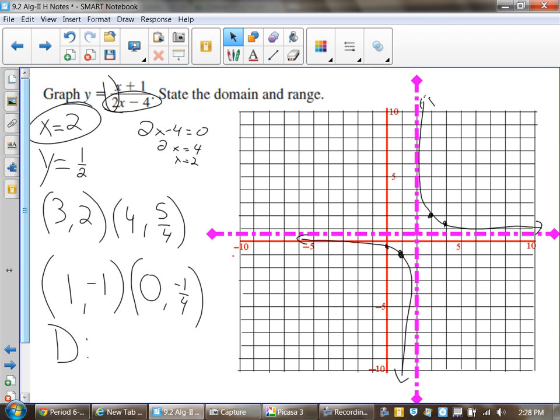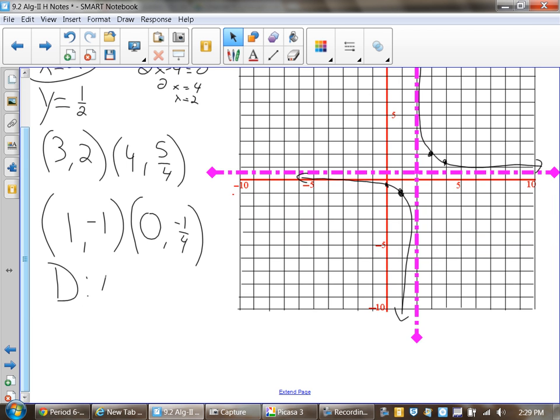Hold on. Where we're talking about your domain, you're looking at your x values. What can't x equal? 2. So my domain is going to be all numbers except 2. What I'm doing here by stating my domain and range, I'm stating all the values except where your asymptote is. You can say greater and less than, it means the same thing. And then the same thing for your range.